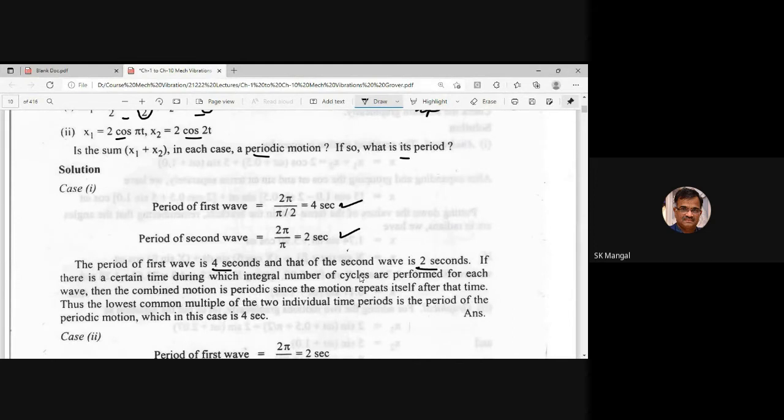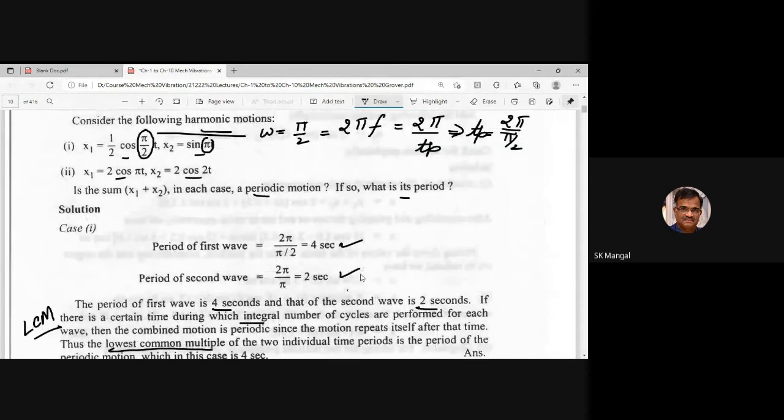So if these two time periods are integral multiples, then your resultant motion will be simple harmonic motion, and for that the LCM of these two time periods will be the time period of the resultant motion. So here the LCM of these two is nothing but 4 seconds. So this is the time period of the resultant SHM.